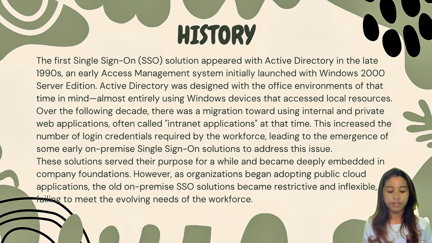History. The first single sign-on, or SSO, solution operated with Active Directory in the late 1990s, an early access management system initially launched with Windows Server Edition. Active Directory was designed with the office environment of the time in mind, almost entirely using Windows devices to access local resources.